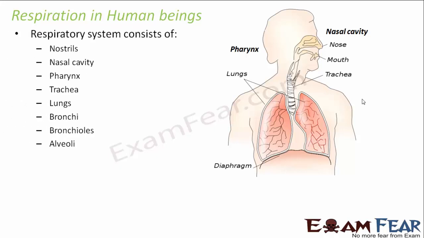So the respiratory system consists of so many things. It starts with our nostrils. We all know what nostrils are. It starts with the nostrils, the nasal cavity, pharynx, trachea, lungs, bronchi, bronchioles, and alveoli. So many things together constitute the respiratory system in human beings. We will talk about each of these parts in detail one by one. Before that, let me just introduce you to each of them. Nostrils is nothing but the nose. In the nose we have two nostrils, right?